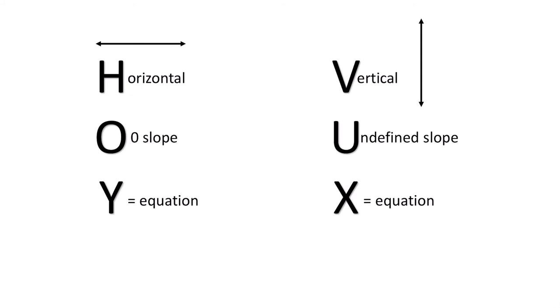Remember, we have a mnemonic to remember this. HOYVUX is going to help us remember that if we have a horizontal line, this is what a horizontal line looks like. It will have 0 slope, and it'll be a y equals equation. If we have a vertical line, it's going to look like this. It's going to have an undefined slope, and it's going to have an x equals equation.